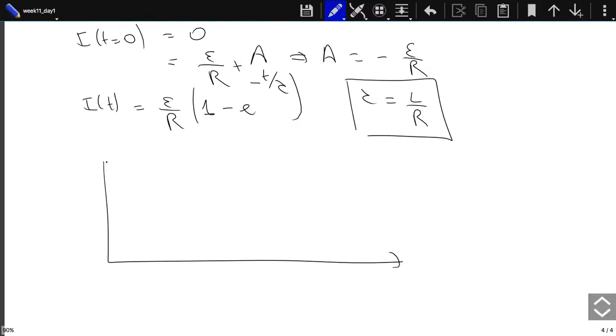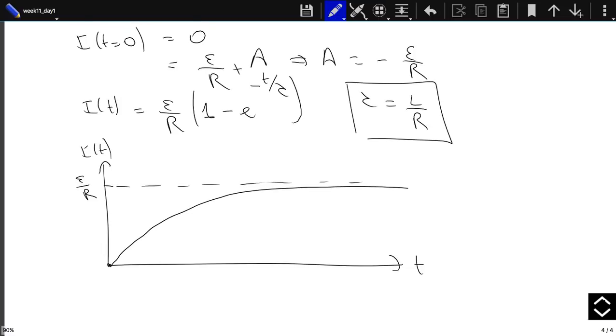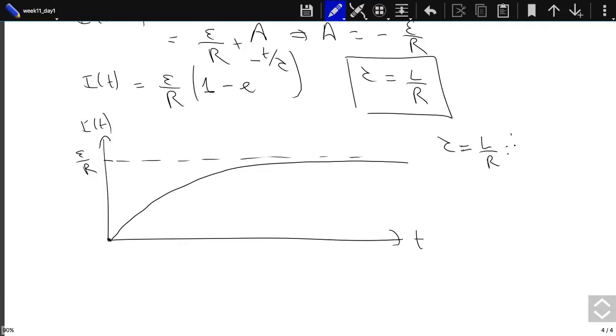Now if you would plot it as a function of time, at t equal to 0, it is 0. The exponent e to the power 0 is 1, 1 minus 1 is 0. As time goes on, this number gets smaller and smaller. So this whole parenthesis approaches 1. And so if this is epsilon over R, it approaches that value. So this is how the current changes in our system. It doesn't increase very fast. It just increases slowly. And the time it takes for it to take a significant value depends on what this tau is, the time constant. Tau is called the time constant of this circuit.